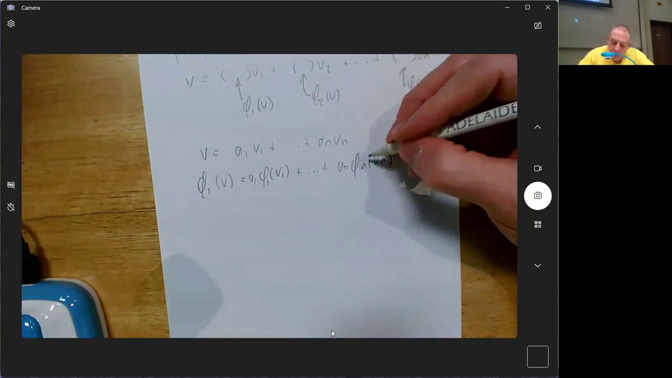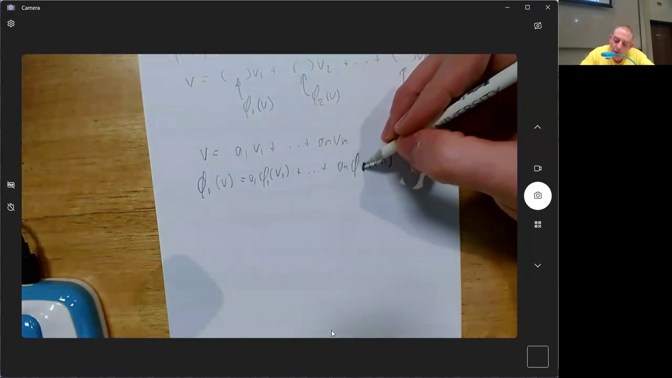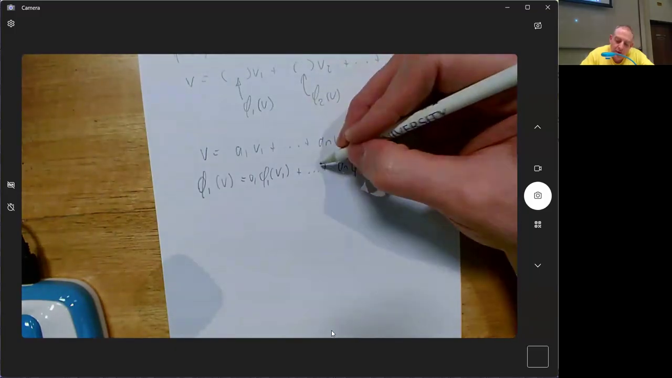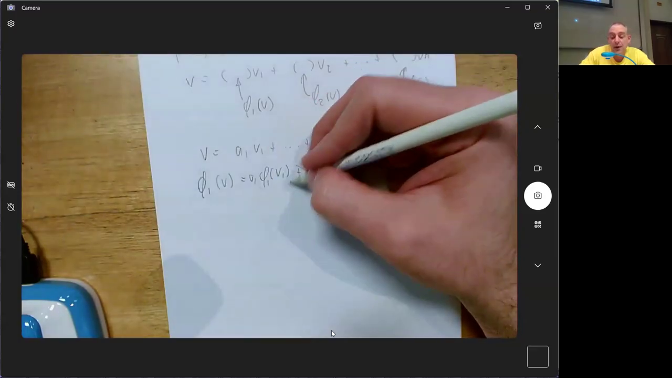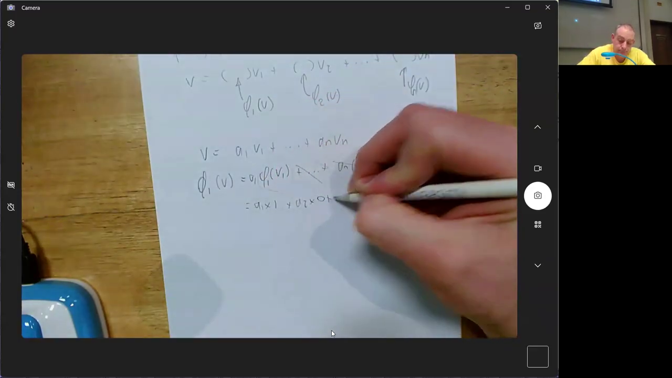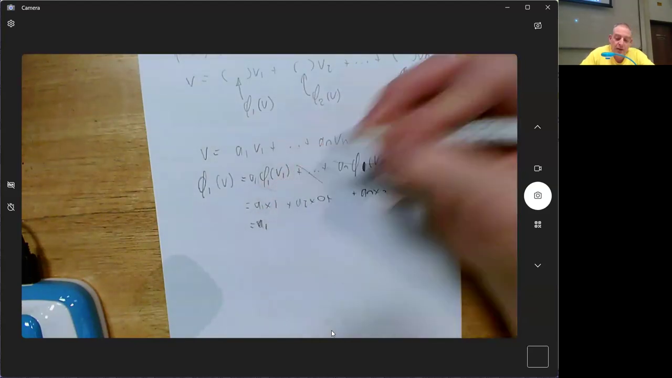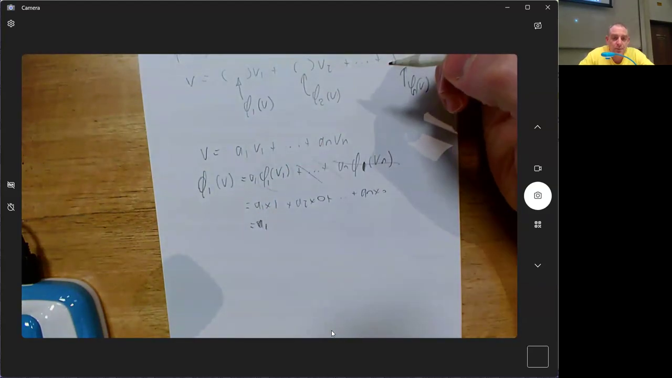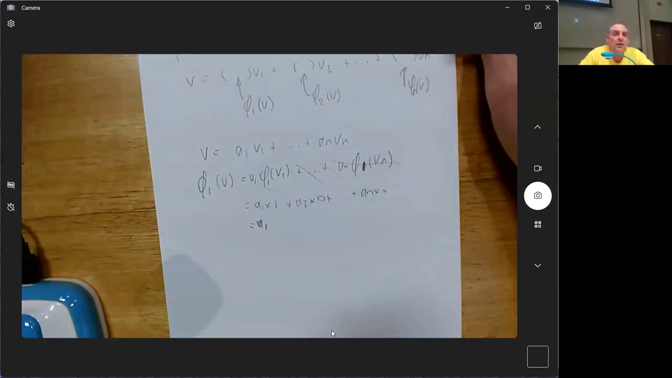And look, phi 1 of Vn is 0, and phi 1 of Vn minus 1 is 0, and phi 1 of V2 is 0, and phi 1 of V1 is 1. And so it turns out that the correct coefficient in the A1 spot is phi 1 of V. And it works the same with all the other ones.